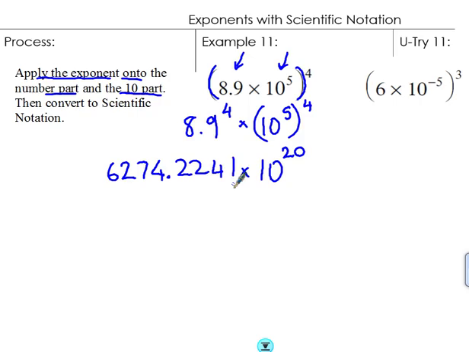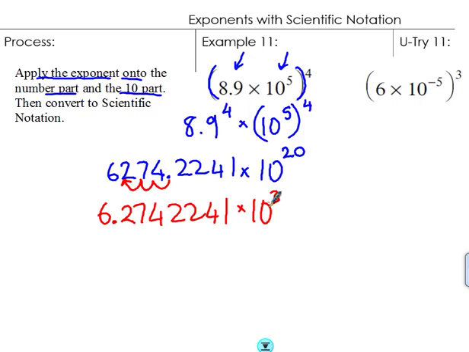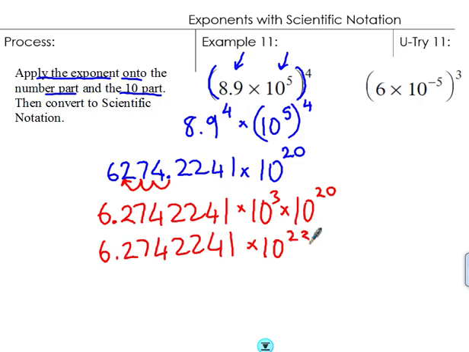And the coefficient part is not in scientific notation, and it's a big number. We will convert it to scientific notation by moving our decimal point until the number is between 1 and 10. Our number will turn into 6.2742241 times, because we moved 3 times and it was a big number, we have positive exponent on the 10, and we already have 10 to the 20th power, and all we have to do is to add the exponent in multiplication when bases are same. I have 6.2742241 times 10 to the 23rd power as my answer.